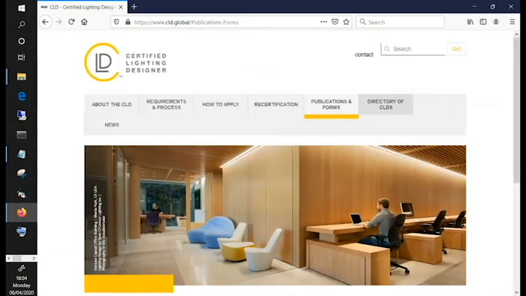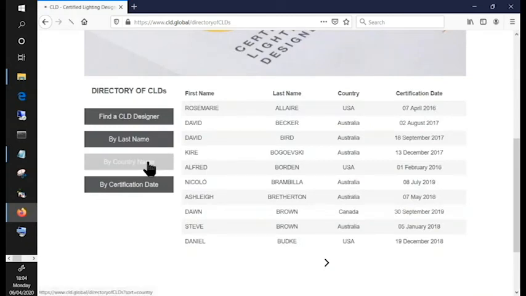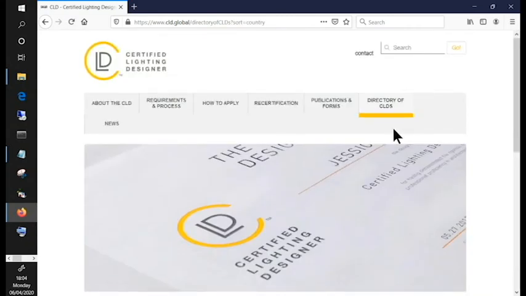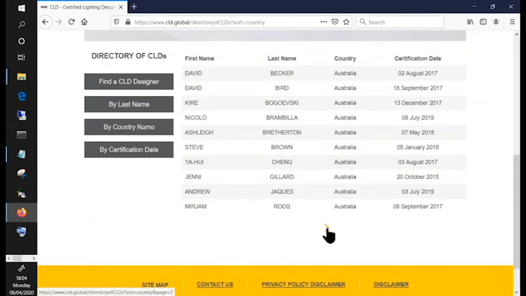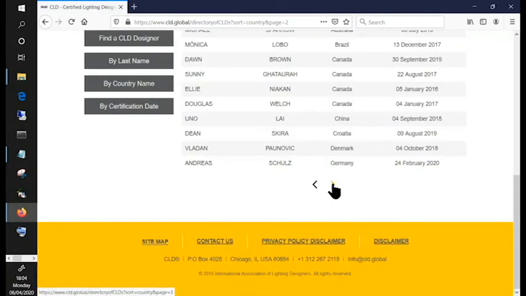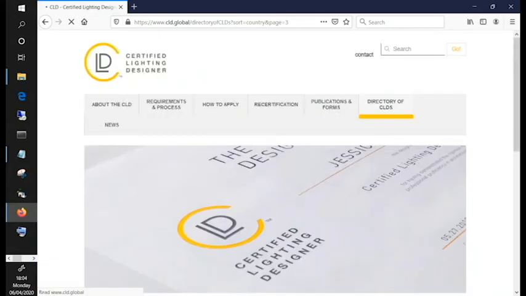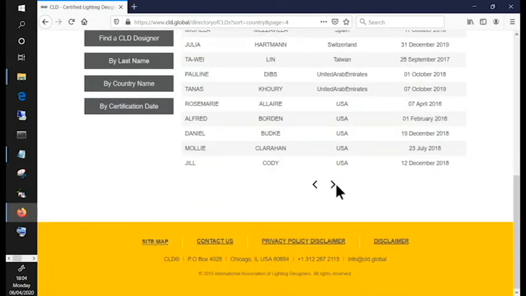As a matter of interest, you can click here and it gives you a list of people who've got it. And then we go by country name. Okay, so because Australia comes first in the alphabet, we get a lot of Australians. And then we get Canadians, Germans. Yes, we've got Mexico. The majority of the CLDs are from North America. And now we come into the United States. So there's quite a few, spread across North America.